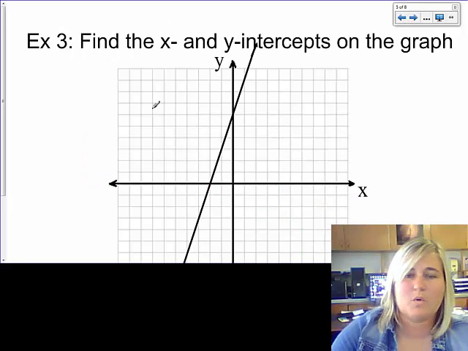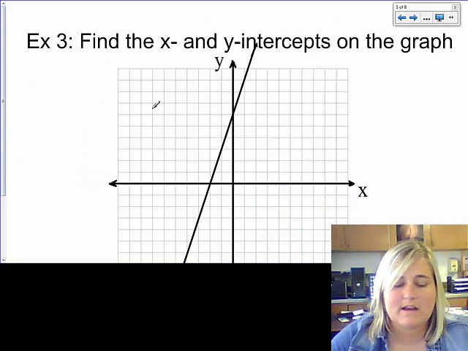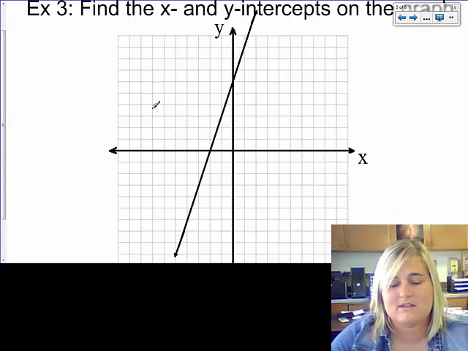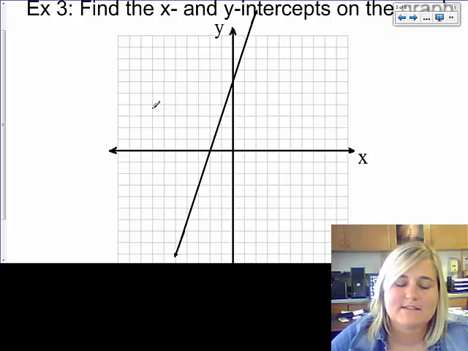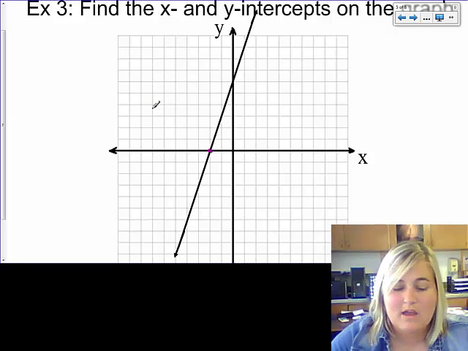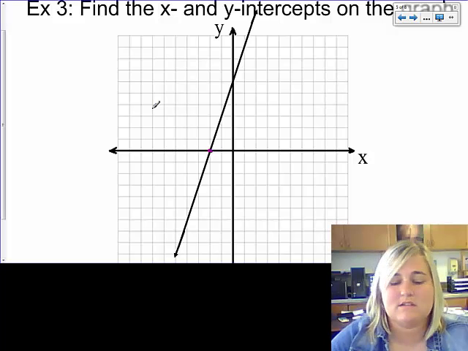It wants us to find the x and y intercepts. These should be ones that you absolutely love because they're super quick and super easy. Where does this line hit the x-axis? I'm going to go until I find it. Right here. This is where it hits the x-axis. And this point, I would get to it by going left 2, and I don't move up or down at all, so it's -2, 0.